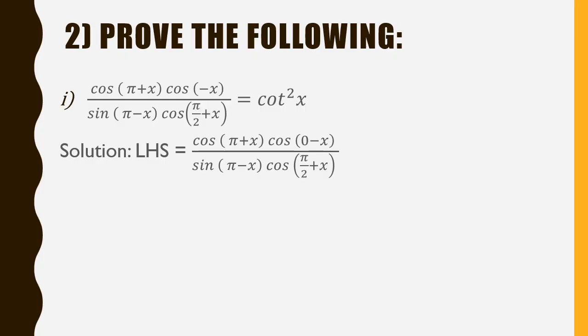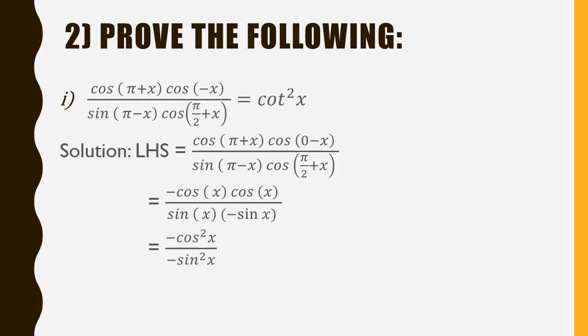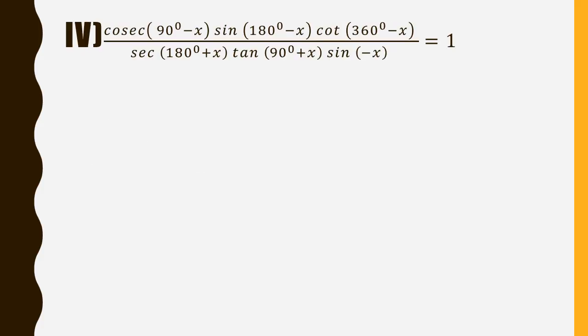Sin of pi minus x, sine remains sine and it is in the second quadrant, positive. Cos of 90 plus x, that's an odd multiple, cos will become sine and it will be negative. So after substituting, we are getting cos square x upon sine square x, and the negative sign goes. So we are getting cot square x, which is the right hand side.